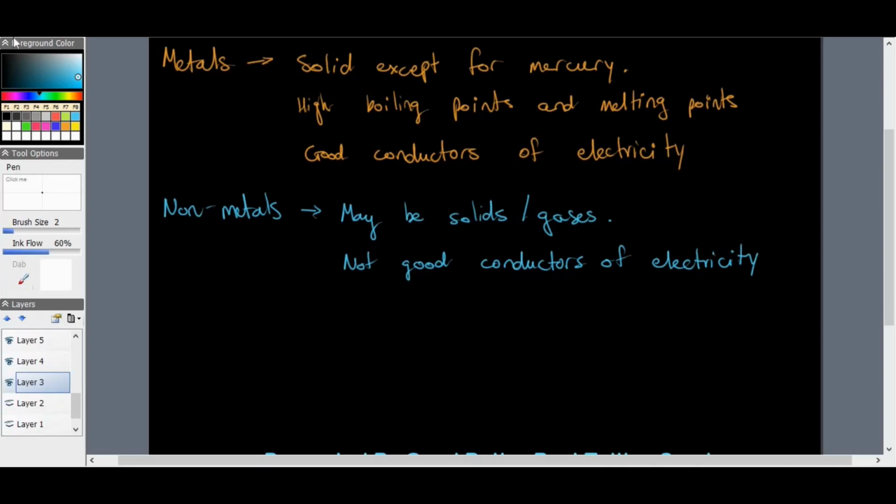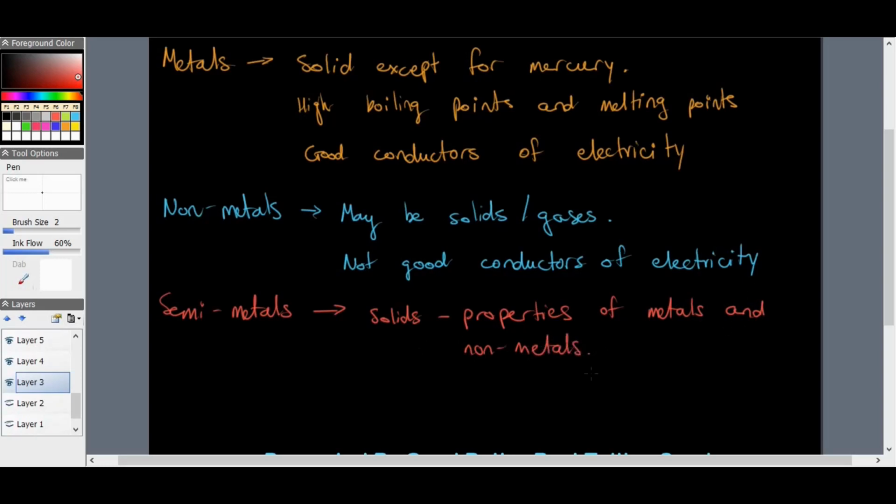And the last one that I just want to go through is, of course, the semi-metals. Semi-metals are, of course, solids. But they have properties of metals and some properties of non-metals. So they can act as both if they so choose.